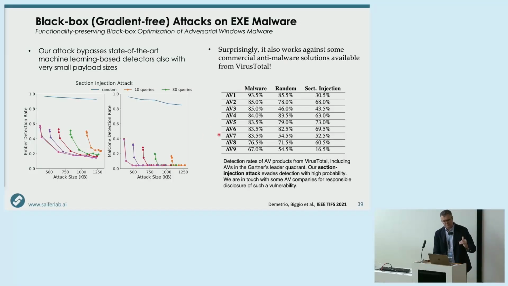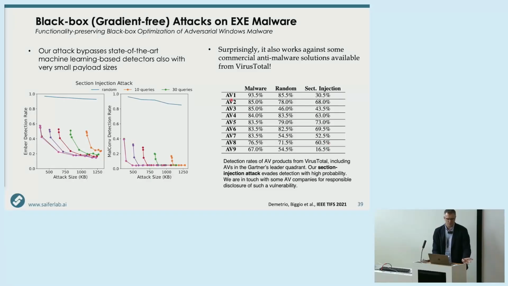Surprisingly, after we optimized the attacks on this Amber model, we tested them also on VirusTotal, just one-shot transfer. Okay? And what happens is that many of these antiviruses were actually vulnerable to this attack. And it was quite surprising to see that, because we are not obfuscating anything. So the malicious instructions are still there, in the clear, but just injecting, diluting this malicious content with some benign stuff is already enough to bypass many of these models.